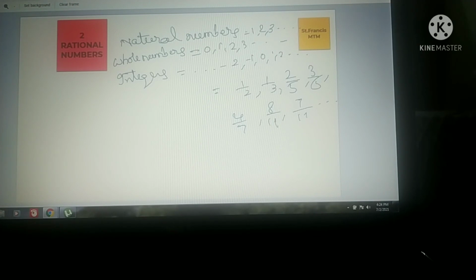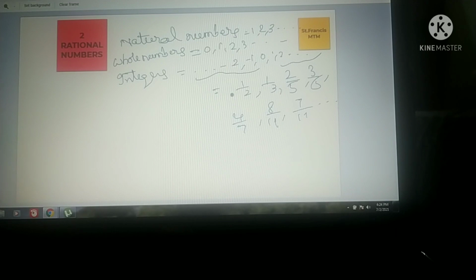Okay. So we have learned about natural numbers. Natural numbers start with 1, 2, 3 and so on. And next we learned about whole numbers. Whole numbers start from 0, 1, 2, 3 and so on. And next we learned about integers. Integers means both negative numbers and positive numbers, including 0, will be there.